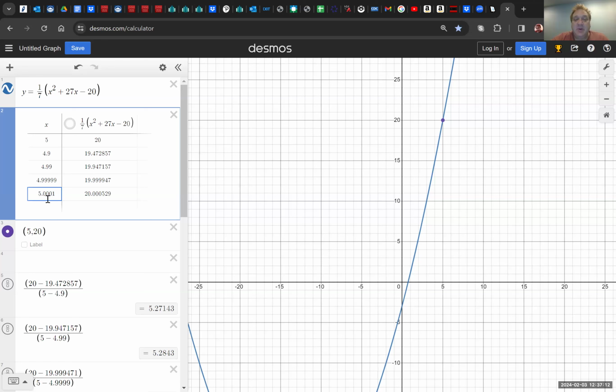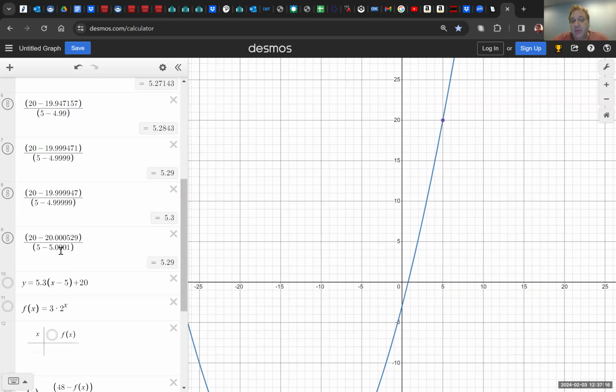But you can see that perhaps when you take numbers larger than 5, like 5.001, we still get a slope, an instantaneous rate of change, of close to 5.3. Now, we'd like to say that it's 5.3, and I think that's a good estimate. We don't know for sure it's 5.3. We have very good evidence that it's 5.3, but we need to do a little bit more math.